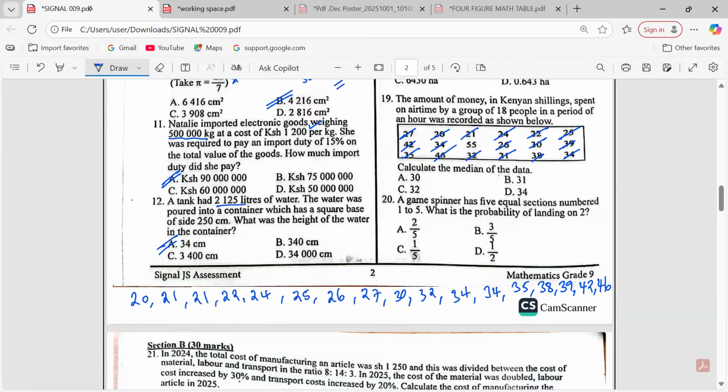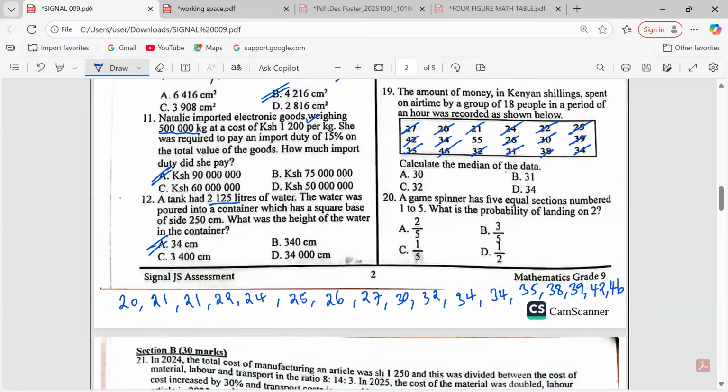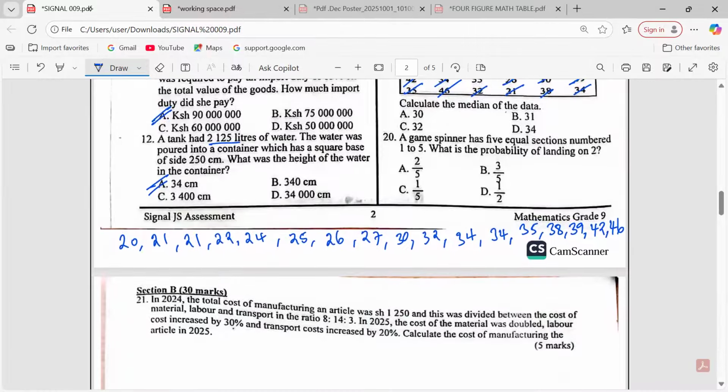All of them listed in what we are calling ascending order. When in ascending order, now you start identifying the one that occupies the middle position. So you cancel 20, you cancel 46. 21, you cancel 42. 21 again, you cancel 39. 22, you cancel 38. 24, you cancel 35. 25, you cancel 34. 26, you cancel 34. 27, you cancel 32.